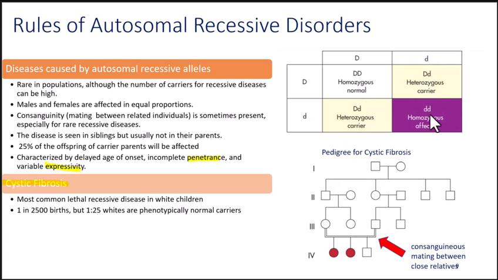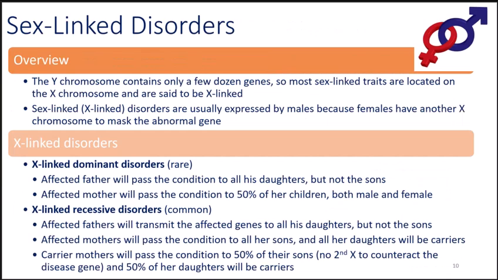And that's another way to show the Punnett square. Now let's move on to sex-linked disorders. As you know, the sex chromosomes are X and Y, so it's either going to be XX for female or XY for male. I've also told you already at the beginning that the Y chromosome contains very little genetic information compared to the X chromosome, and because of this, most sex-linked traits are found on the X chromosome and are referred to as X-linked.